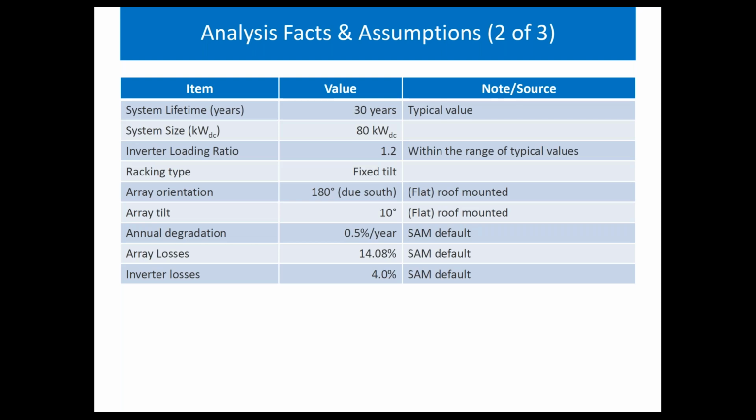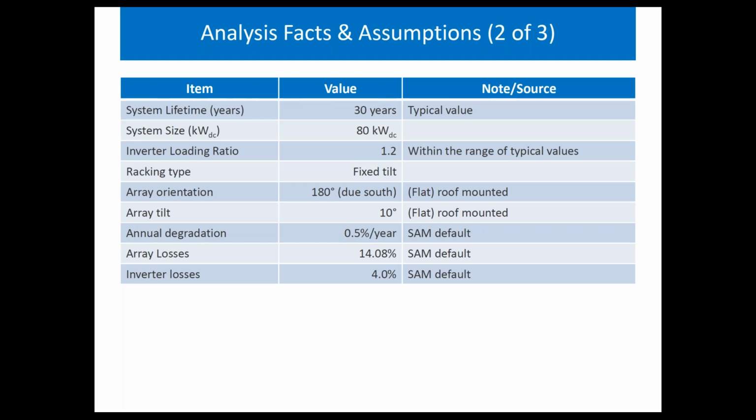So I'm assuming a 30-year system, 80 kilowatts, fixed tilt, still 10 degrees, so just enough for it to wash off, and some other array losses. A lot of them are just the SAM defaults.